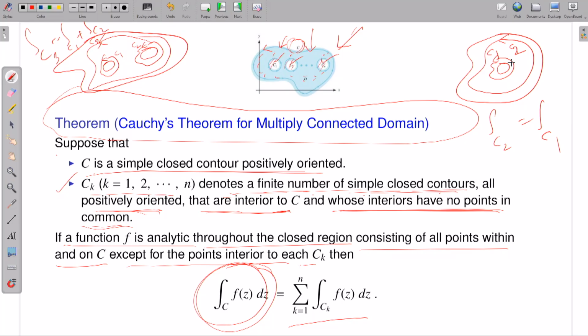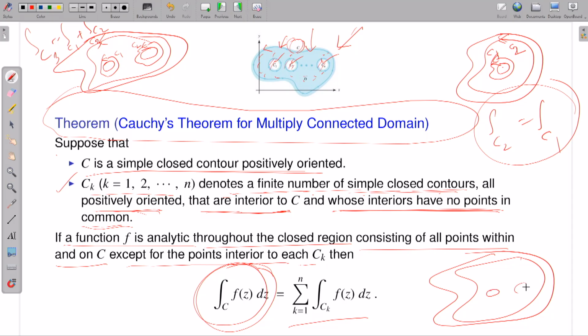Earlier I had only one hole, so the corresponding deformation of contour says that the integration over C2 is the same as the integration over C1. But now if I have a domain with, say, two holes, it is also multiply connected. If I take a bigger contour C and small contours C1 and C2, then C1 and C2 should be interior to the domain bounded by C. The intersection of the interior of C1 and the interior of C2 should be empty. My function should be analytic on this multiply connected domain. Then the integration over C is the same as the integration over C1 plus the integration over C2. So that's the statement. This is the corresponding Cauchy's theorem for a multiply connected domain.